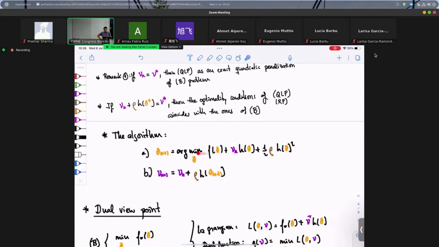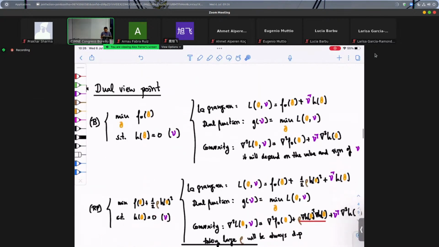How many iterations do you use here? Do you find the best theta? Sometimes you try, sometimes you don't. You just do some iterations and you get a better f. Once you have theta, you go here, you update your lambda or your nu. You go here, you change theta. So this is the algorithm. Let's now understand it and get some insight into it.